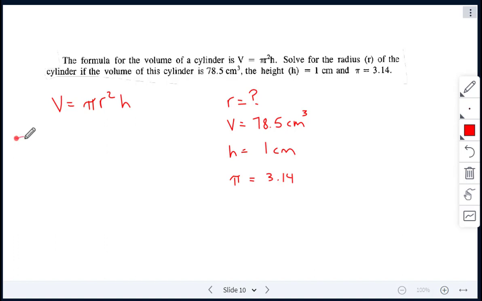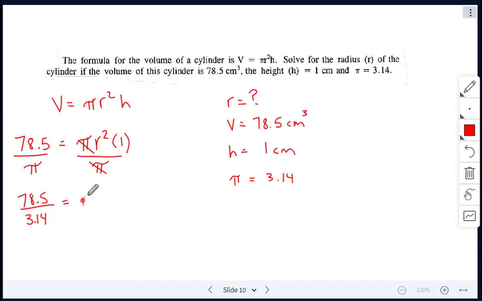So we have 78.5 for the volume. I'm just going to leave pi as is for now, and then I have r squared, and then I just have the 1 for the height. All right, so we need to isolate the r. So I'm just going to divide the pi on both sides. And I'll get rid of pi on the right side. So now we can go ahead and divide. So 78.5 divided by the 3.14.